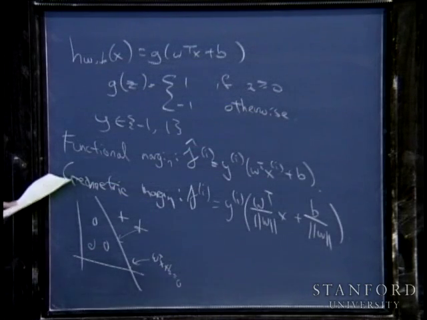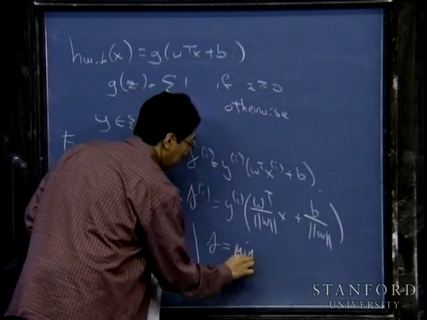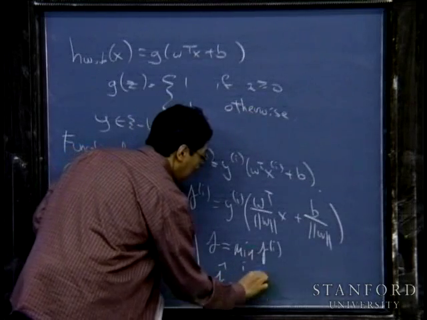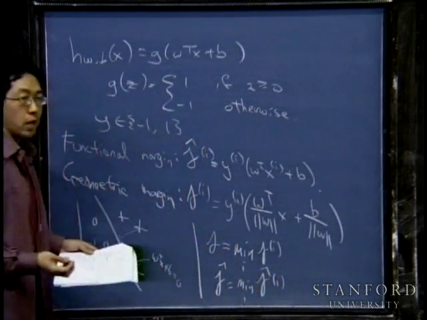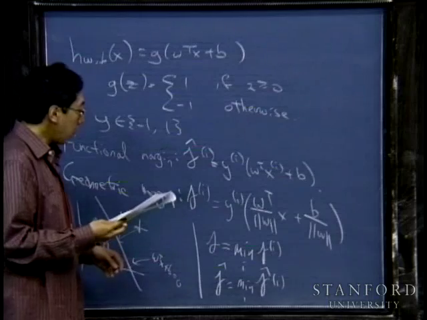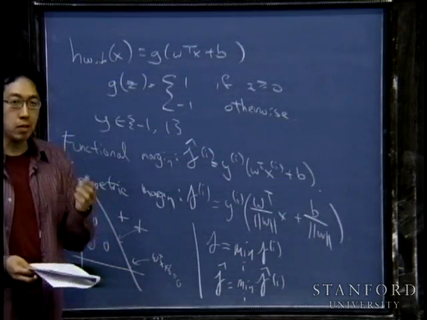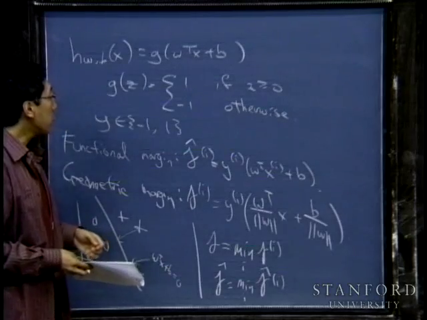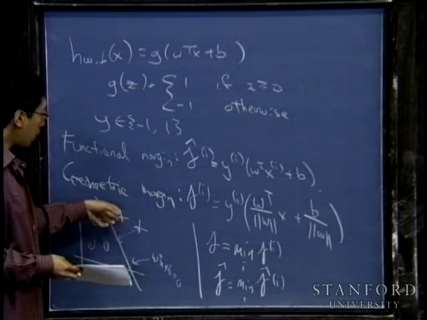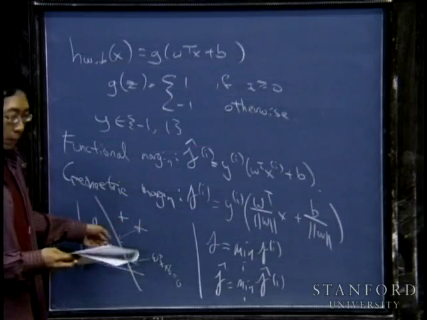I also defined these things, the functional margin and geometric margin, with respect to a training set as the worst case, or the minimum functional or geometric margin. So in our development of the optimal margin classifier, our learning algorithm will choose parameters w and b so as to maximize the geometric margin. Our goal is to find a separating hyperplane that separates the positive and negative examples with as large a distance as possible between the hyperplane and the positive and negative examples.